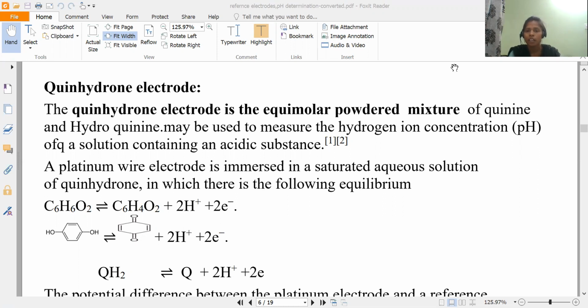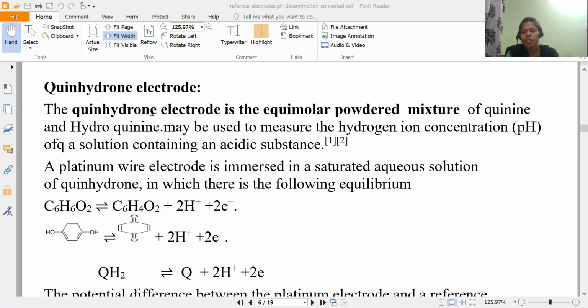Whatever electrodes we have seen in the previous class and whatever we are discussing today come under secondary reference electrode. We have only one primary reference electrode, that is the standard hydrogen electrode. Whereas secondary reference electrodes are the saturated calomel electrode, quinhydrone electrode, and the glass electrode, that is also called a silver chloride electrode. Today in this session, I'm going to explain the remaining two electrodes, that is the quinhydrone electrode and the glass electrode.